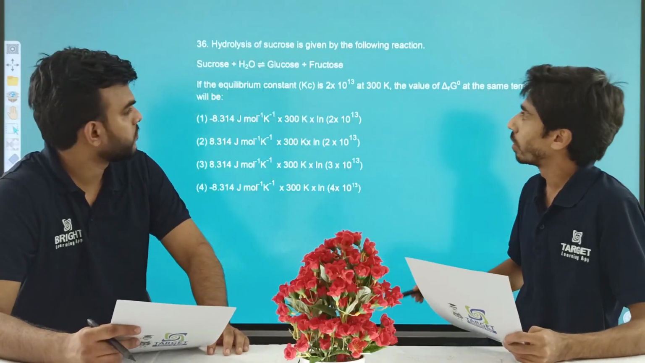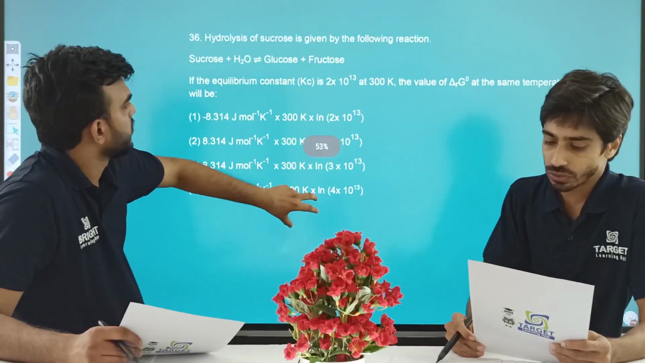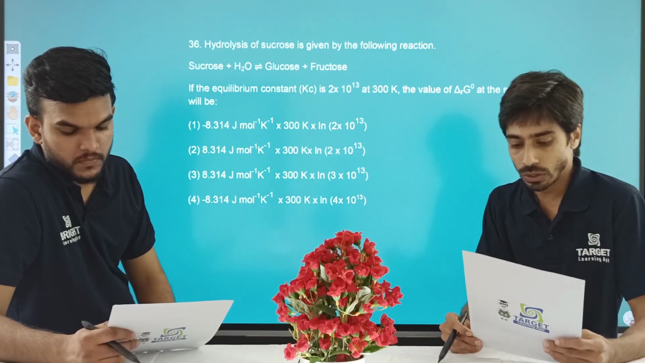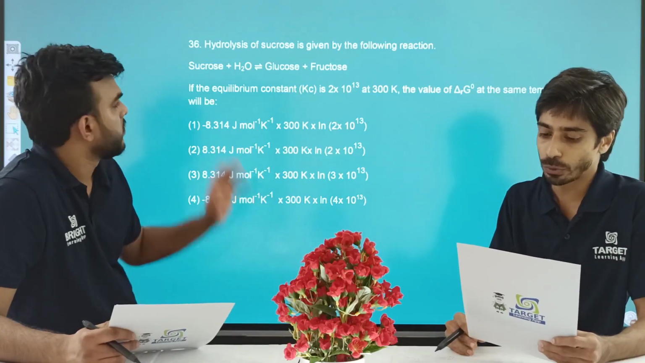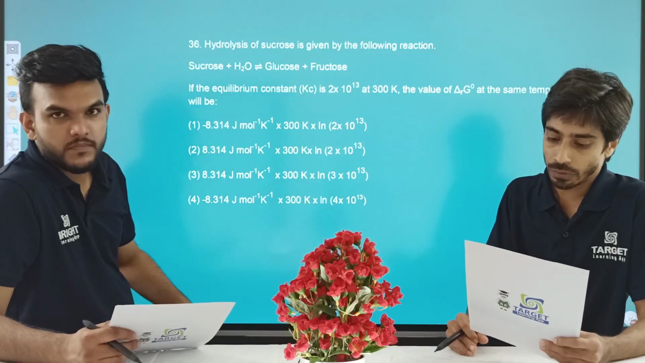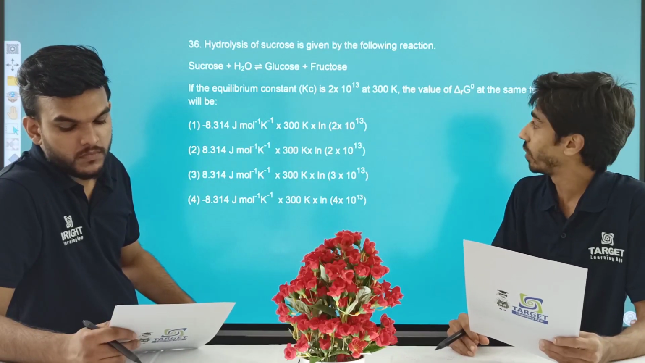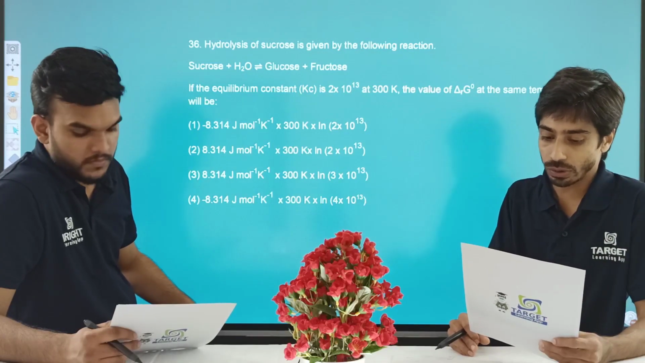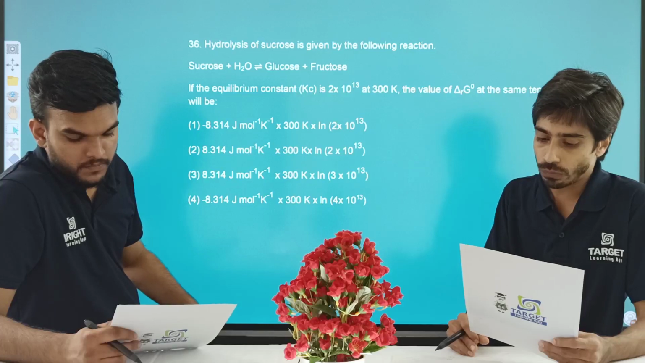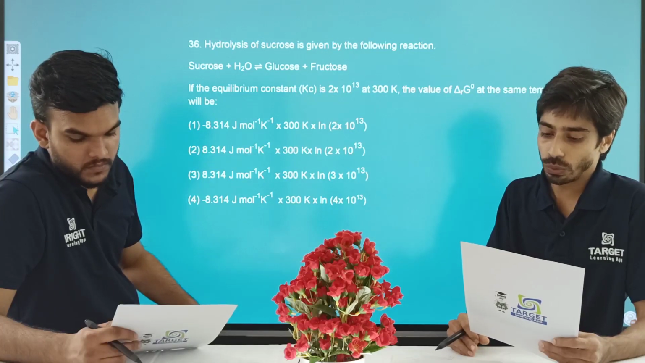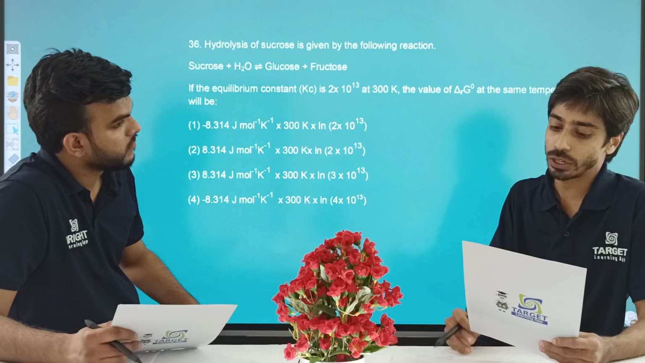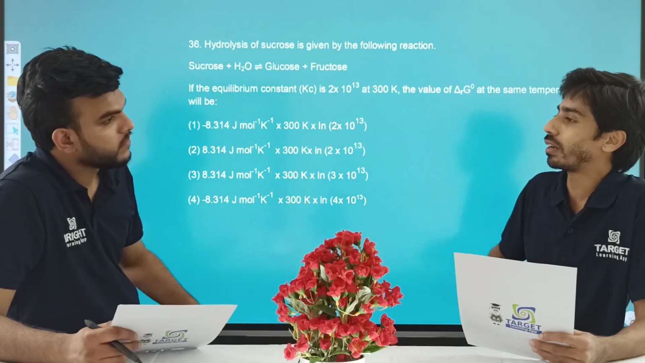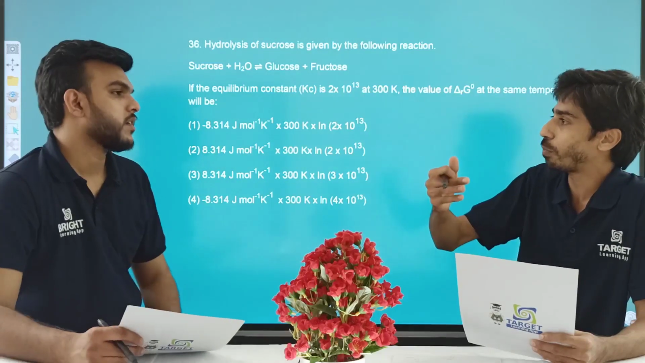Next one. Hydrolysis of sucrose is given by the following reaction. Everyone knows sucrose on hydrolysis will produce glucose and fructose. Now the equilibrium constant Kc is 2 into 10 to the power 13 at a temperature of 300 Kelvin. Then the value of delta G0 at the same temperature, that means they need to calculate the standard Gibbs energy change. It's there in thermodynamics, the last part of that chapter.